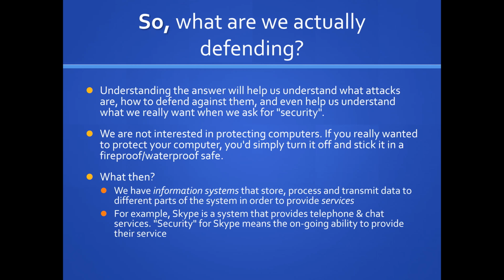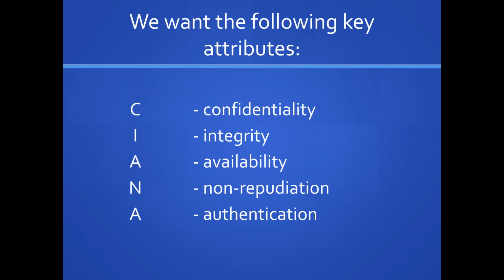So we have information systems that store, process, and transmit data to different parts of the system in order to provide services. It can be any kind of service. So again, we go back to the thing that we want. We want the following key attributes to stay true, right? And now notice that before we only had three, now we've added a couple more. So now we have confidentiality, integrity, availability, non-repudiation, and authentication.